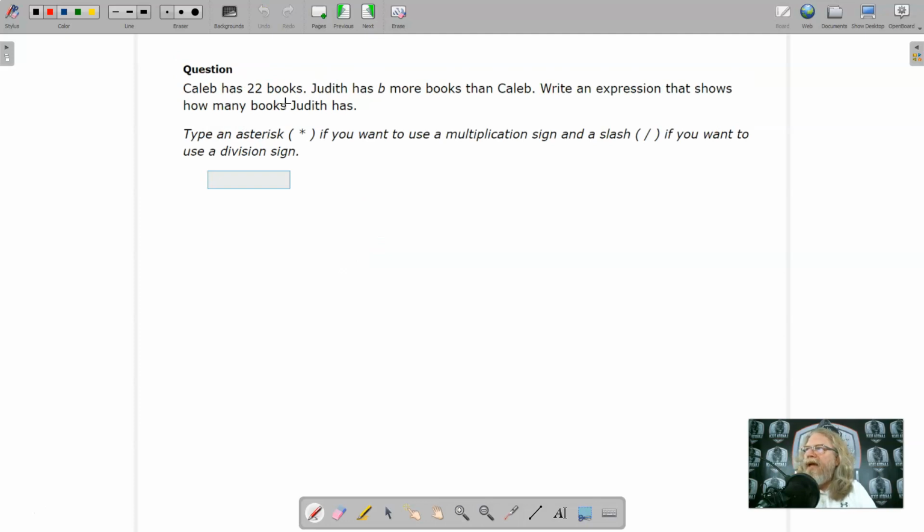Next one, Caleb has 22 books. Judith has B more books than Caleb, so more means to add, right? Write an expression that shows how many books Judith has. We're going to start with Caleb's 22 and use the addition sign, and add the value of B, because Judith has B more books than Caleb. Caleb has 22, so 22 plus B. So we're going to type in 22, plus sign, letter B, and hit enter.